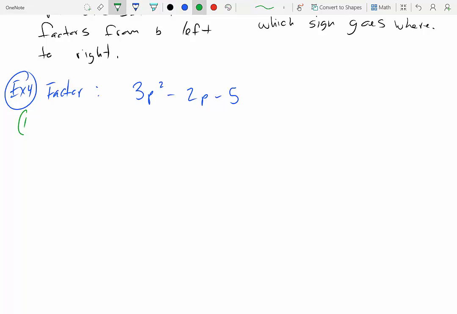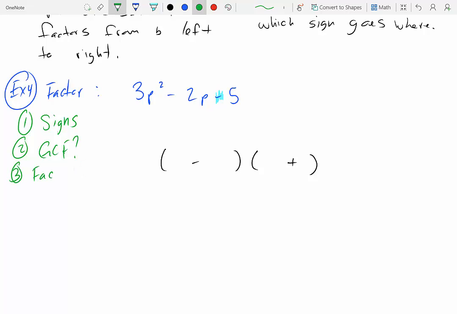Our first step, we want to determine the signs. Since we have a negative in front of C, we're going to use different signs. So we're going to have minus, plus. Our second step, is there a GCF? Nope, there's no GCF. So let's move on. Our third step, factor A and C. So let's factor A. We have 3p times p. That gives us 3p squared. And for 5, we have 1 times 5.